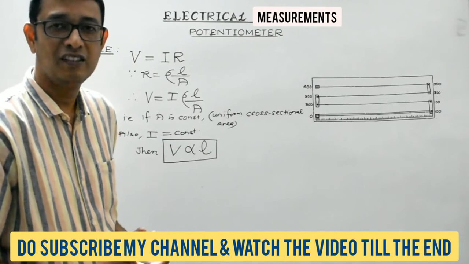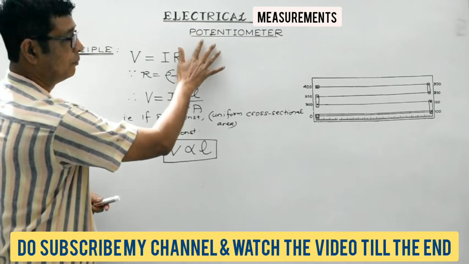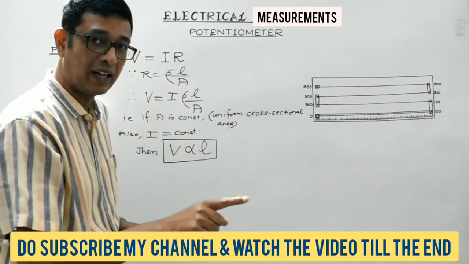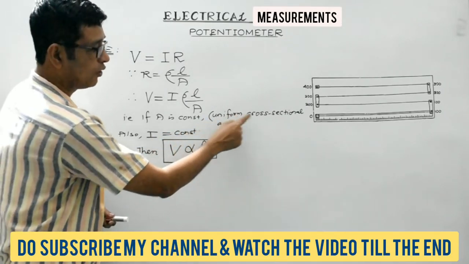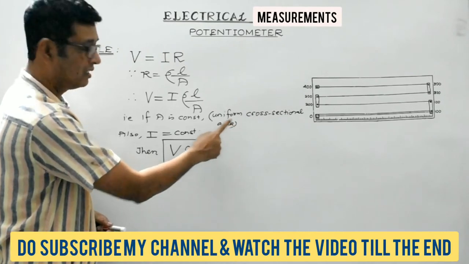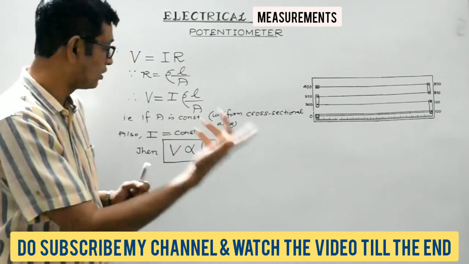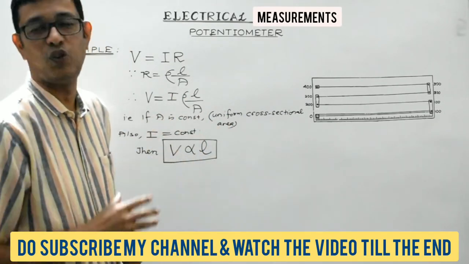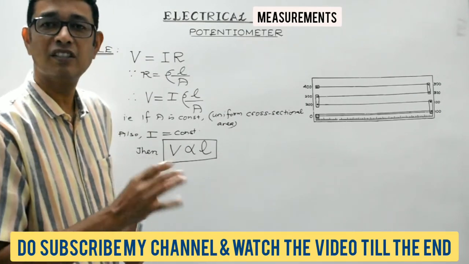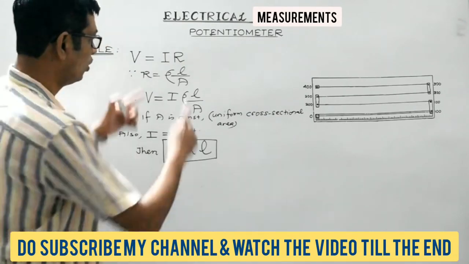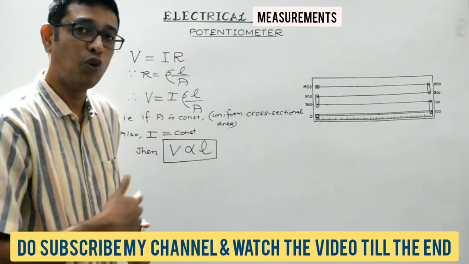So how to state the principle of a potentiometer? The working of a potentiometer is based on the principle that when a constant current is made to pass through a wire of uniform cross-sectional area, then the potential drop across any portion of the wire is directly proportional to the length of that portion of the wire. So this is the principle on which the working of the potentiometer is based, right? I hope you have understood this concept. It can be easily mathematically verified making use of Ohm's law.